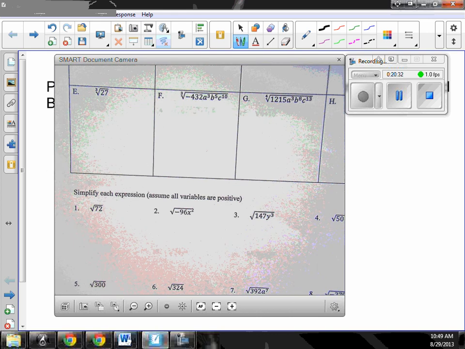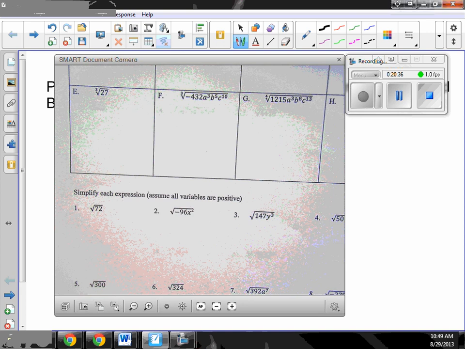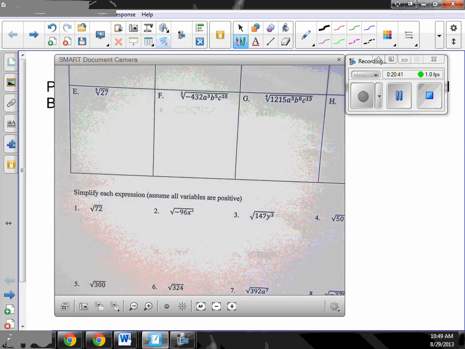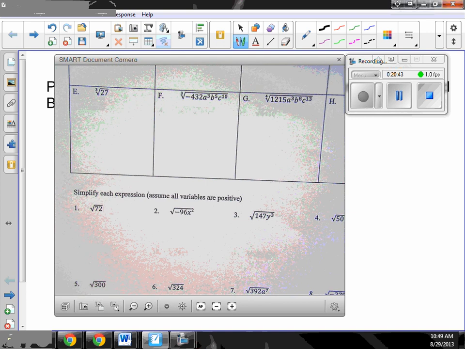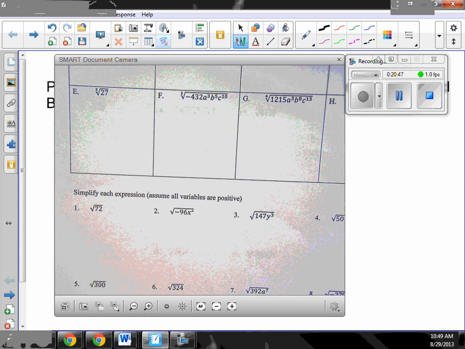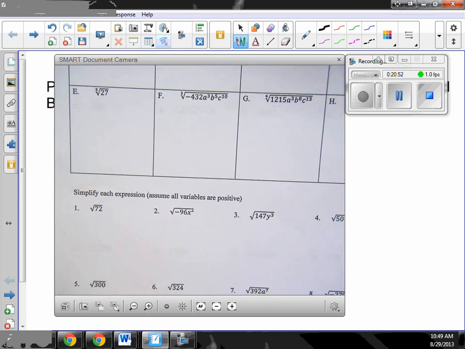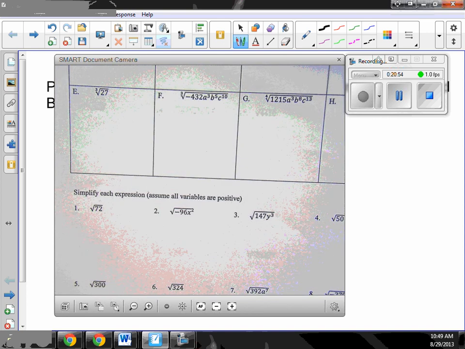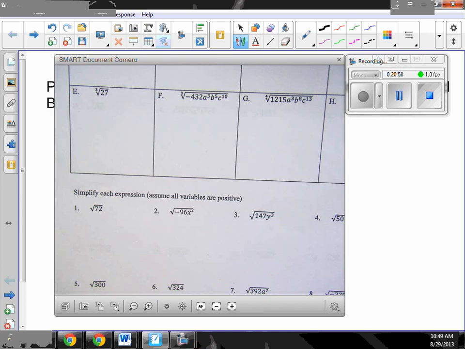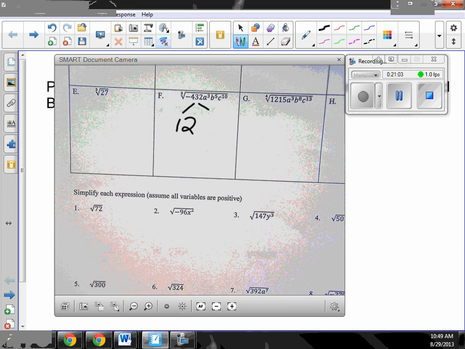Looking at part F, what do we know goes into 432? 2 does. Does 3? 4 plus 3 is 7, plus 2 is 9. 3 works. Does 4 work? Yes, because 4 goes into the last 2 digits. So if 4 and 3 works, 12 must work. 4 times 3 must work. So let's divide it by 12. 12 and I don't know what the answer to this one is.